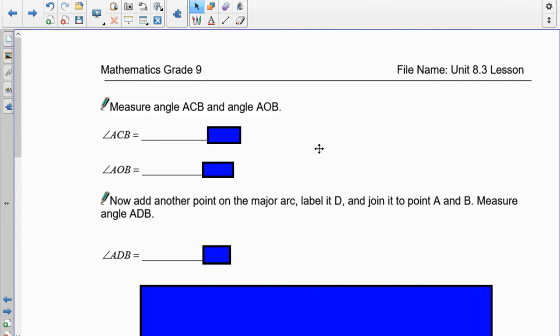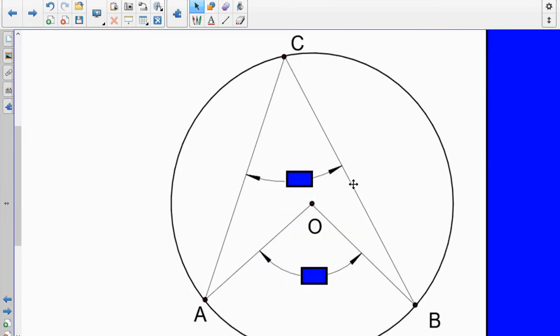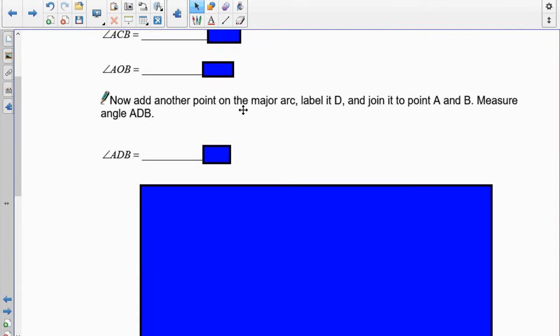So you measure ACB and AOB, and you can see what I got right here. You all have different numbers there. Now add another point to your diagram. So go back to what we had here. I want you to add another point, labeled D, and I want it to subtend minor arc AB. All right. So add another point on the major arc, label it D, and have it join points A and B. So I want you to inscribe another angle to fit the same arc AB. Now I want you to measure it. So pause the recording and do that.